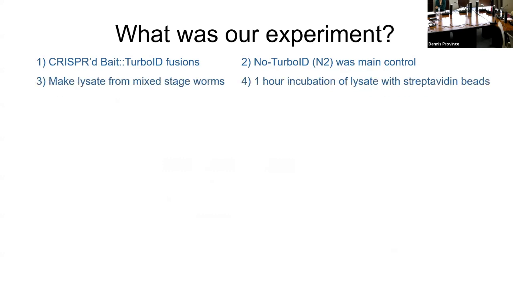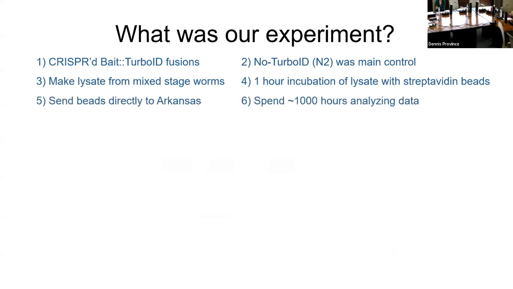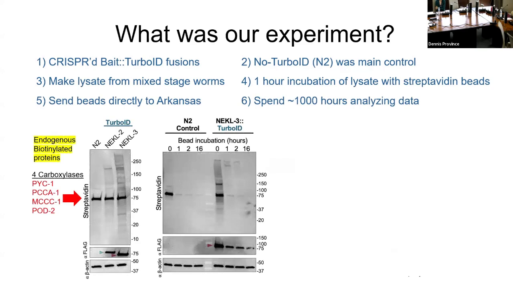Okay, so our experiment was we CRISPR'd the TurboIDs, our control, and I'll talk a little bit more about controls because this is a really tough issue. We use just the wild type strain that's called N2 for C. elegans. So it's really a no turbo control. That was our main control. We make lysates from mixed stage worms, in part to cast a wide net, in part because we're lazy, and that was sort of the easiest way to do it. We found that a 1 hour incubation time of lysate with the streptavidin beads was optimal. More than that, you start to get a lot of sticky junk. We send the beads directly to Arkansas, and that spends a lot of time.